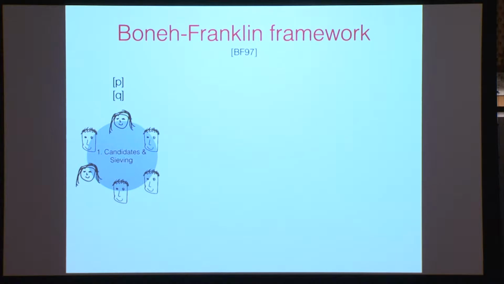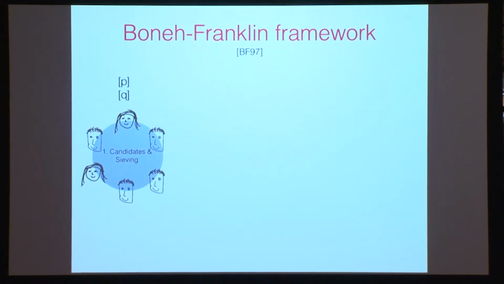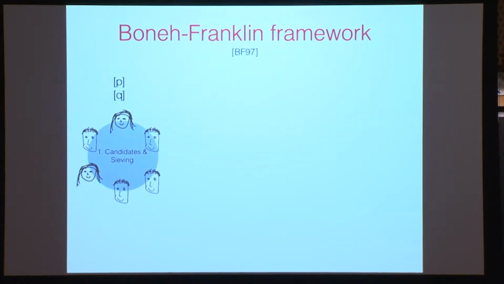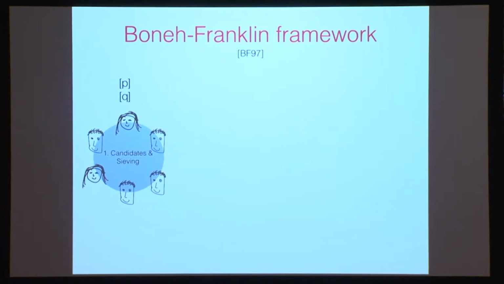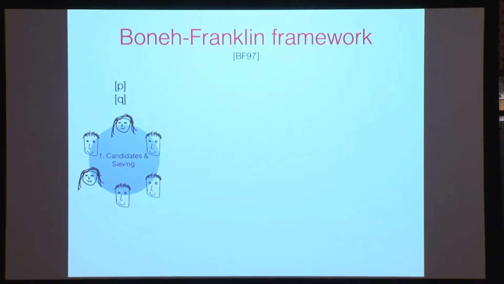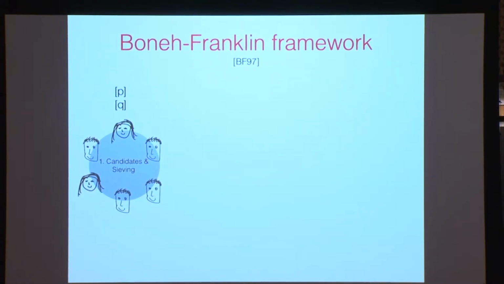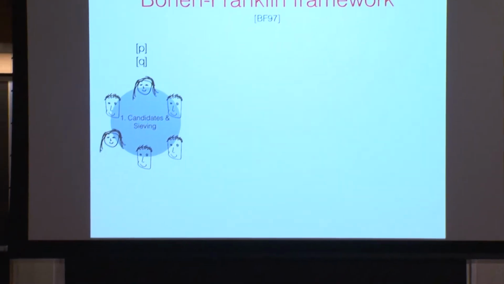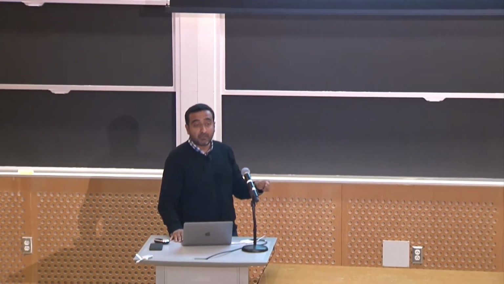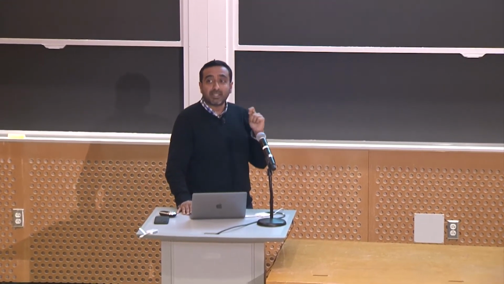So let's start. I'm going to tell a little bit about some history on these protocols very briefly, and then we're going to jump into the Boneh-Franklin framework on how we are going to do this task. So the Boneh-Franklin protocol basically proceeds in 3 steps. In the first step, people are going to pick shares for both primes P and Q, meaning P is going to be the sum of the shares of the parties, Q is going to be another sum of the shares of the parties, and P and Q are going to be the candidate primes.